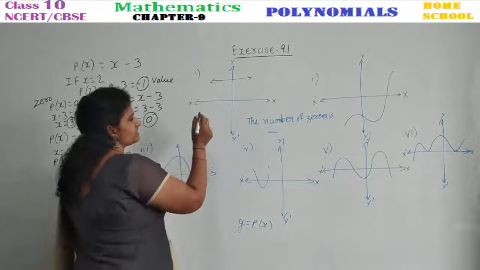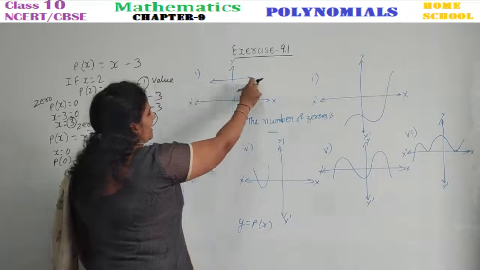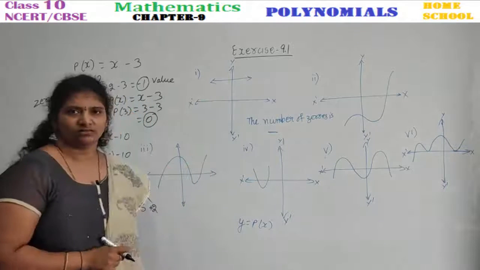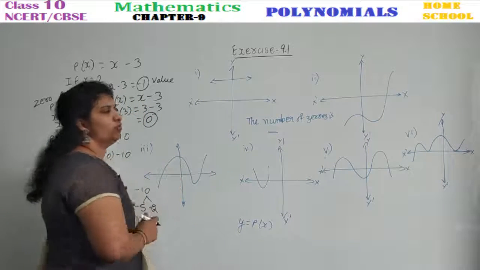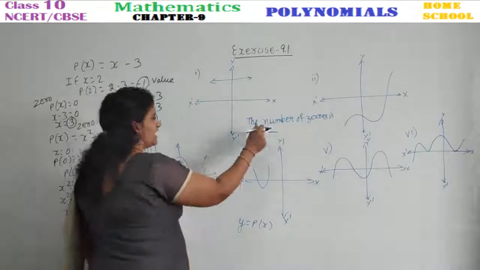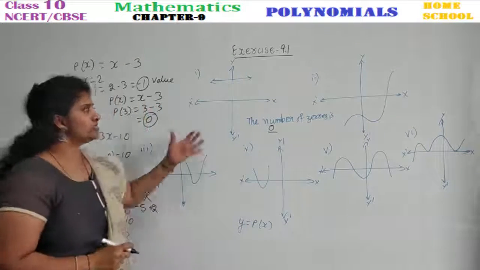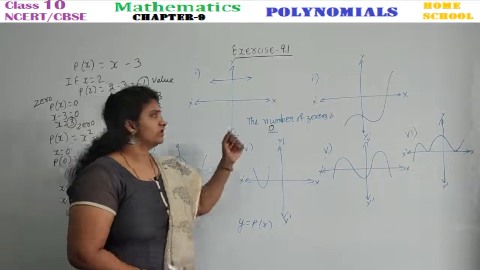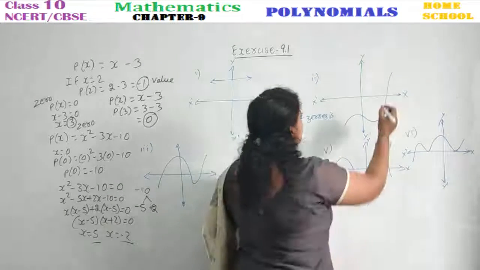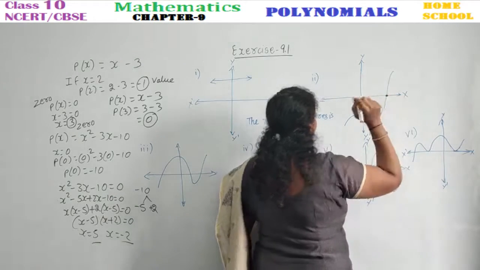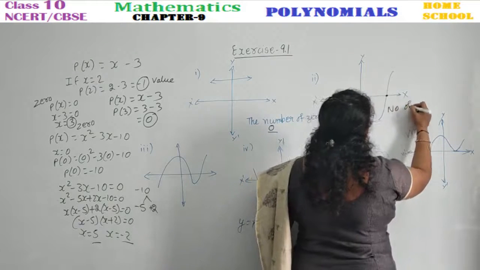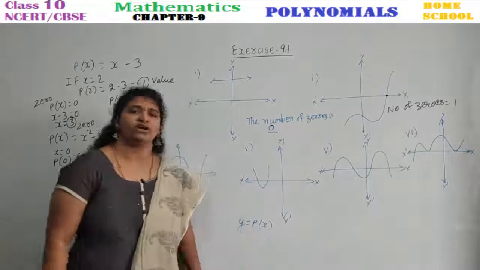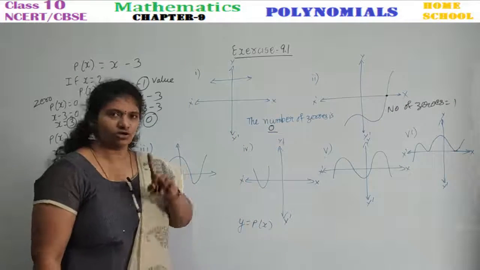Let's start with the first problem. See here, it is a line. Line means it might be a linear polynomial, but it is not touching. So what you can say, therefore, the number of zeros is 0. There are no zeros here. It is not touching the x-axis. Therefore there is no zero. Now look here. How many places is it cutting the x-axis? Only 1. Therefore you write here the number of zeros is equal to 1. For the given polynomial y is equal to p of x, the number of zeros is equal to 1.